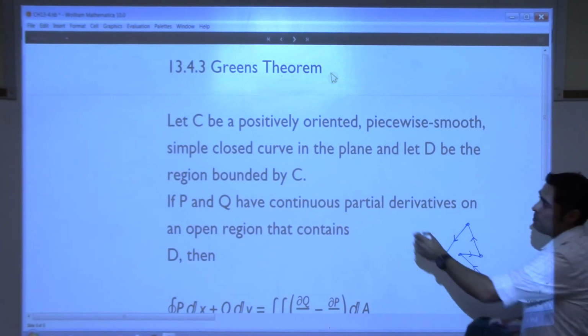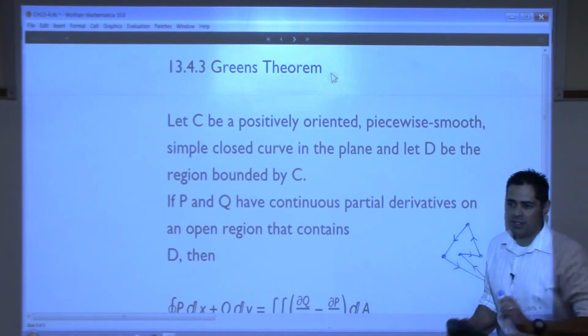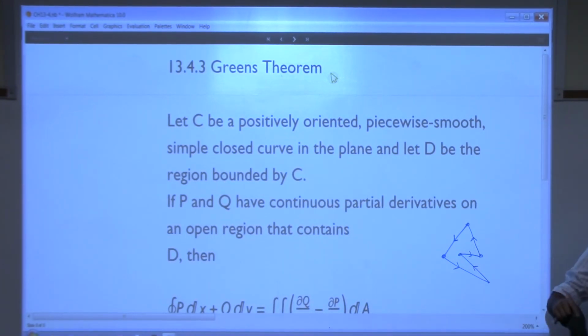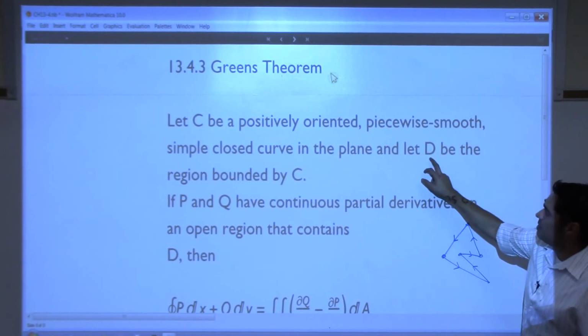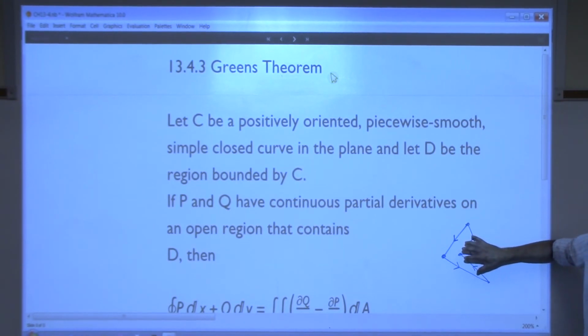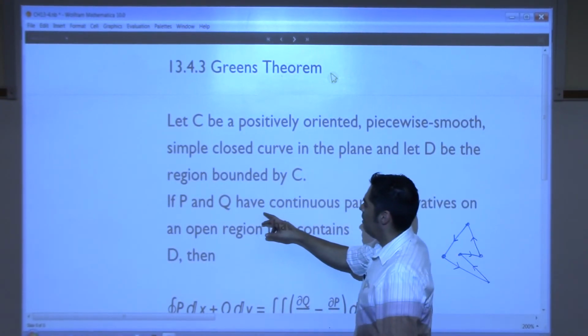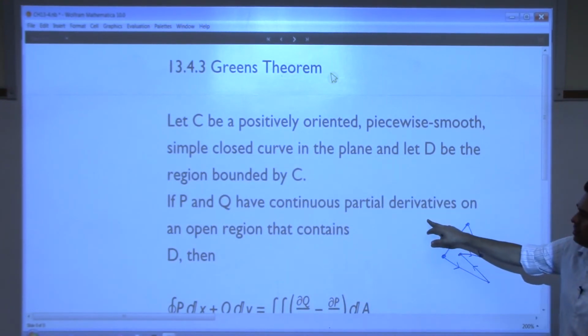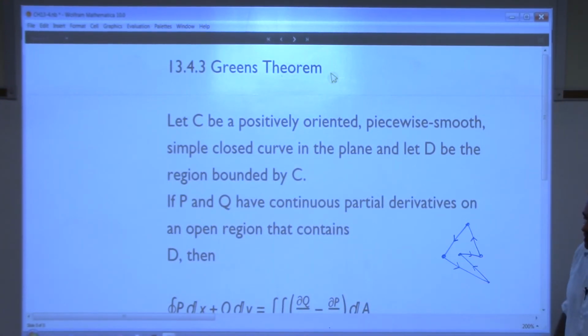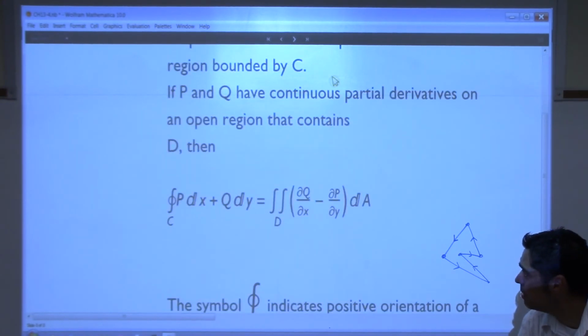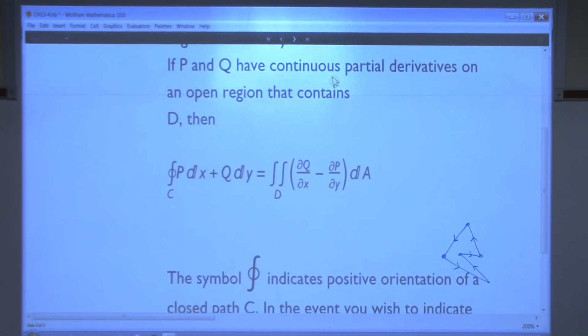You're in the plane, which means we're two-dimensional. This theorem will get extended out to 3 dimensions. Green's theorem is in 2 dimensions. When we move on a little bit further, in the next couple of sections, we blow this out to 3 dimensions, and it's got a different name. All right? So D is the region it encloses. And if P and Q have continuous partial derivatives on an open region that contains D, then here's the relationship between the line integral and the double integral.